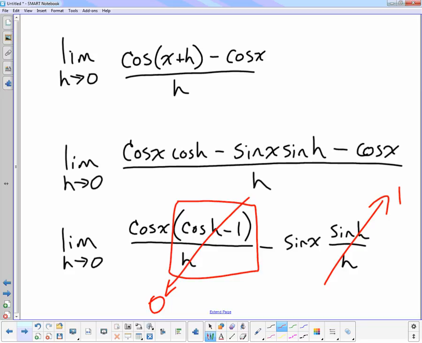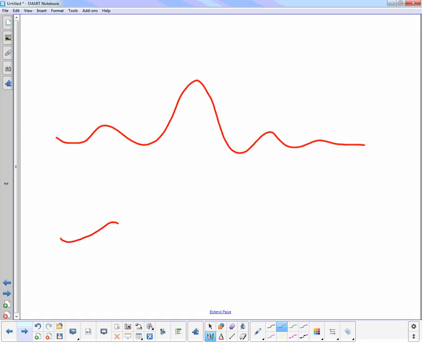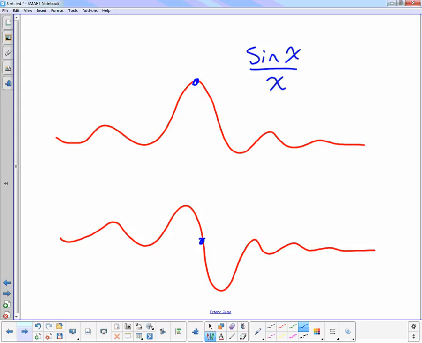Do you remember when we first started playing with this, I showed you two graphs? This was sine x over x, and when I took the limit as x approached 0, it was 1. And here, 1 minus cosine x all over x. Okay? Cozy, comfy, warm, fuzzy. Everyone happy? Fan flippin-tastic.